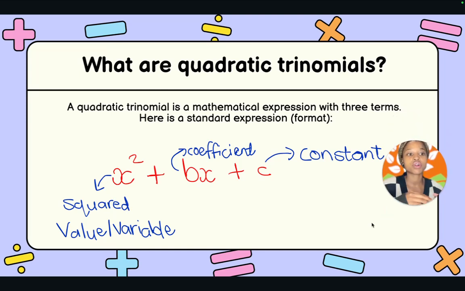A quadratic trinomial is a mathematical expression with three terms. So this is a standard format: x squared plus bx plus c. This is your constant, and then your b will be the coefficient, so the number that is before the variable, right? The x is our variable, and then you've got a squared variable. So this is the standard form of a trinomial. The first term is usually a variable that is squared, and then you've got your coefficient and your other variable, and then you've got a constant.